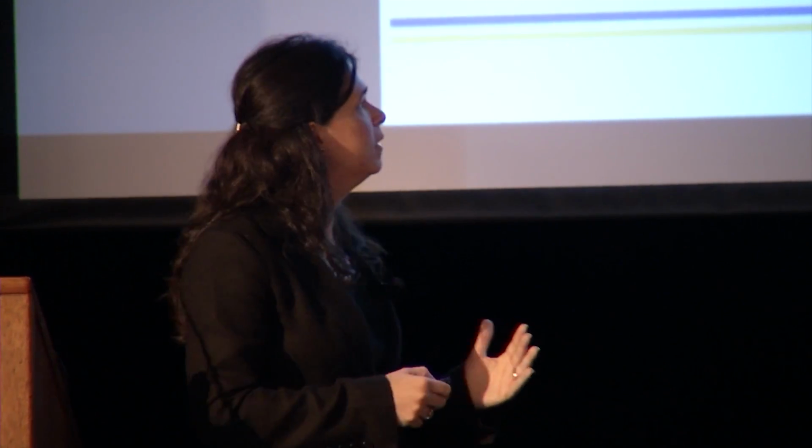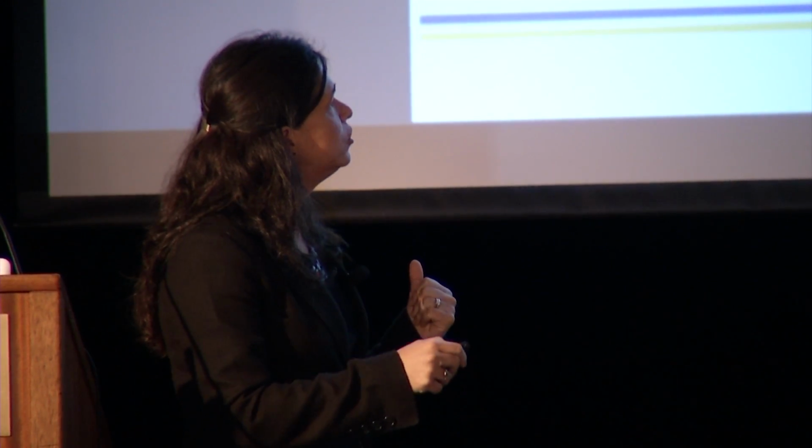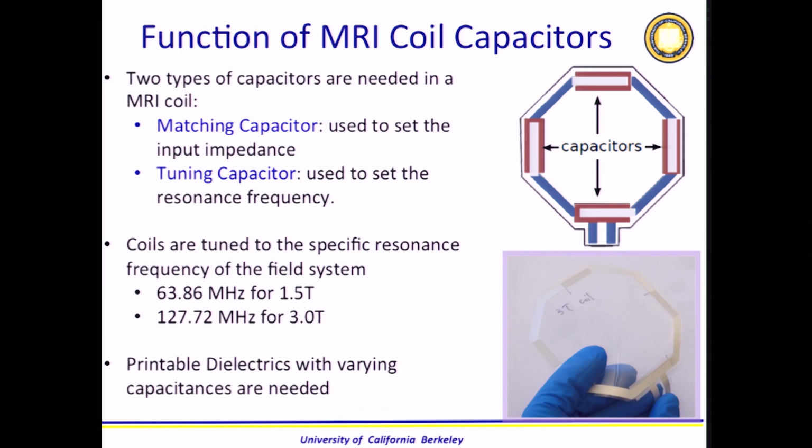In order to do that, there was again a lot of materials development and processing development, especially to get capacitors that can be printed on these flexible substrates and at the same time communicate with that big MRI machine. There are two types of capacitors. One is a tuning capacitor that you use to set the resonance frequency, and that comes from the machine.